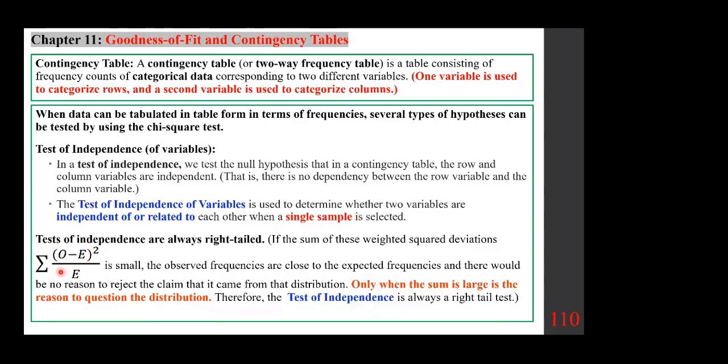Tests of independence are always right-tail tests, and we use the sum of the weighted squares just as before, the summation of observed value minus expected value squared over the expected value. And again, if the observed and expected values are close, this sum is small. So we have the same reasoning as before here.